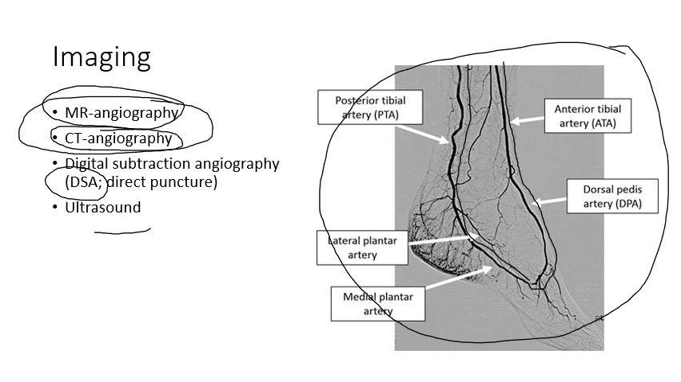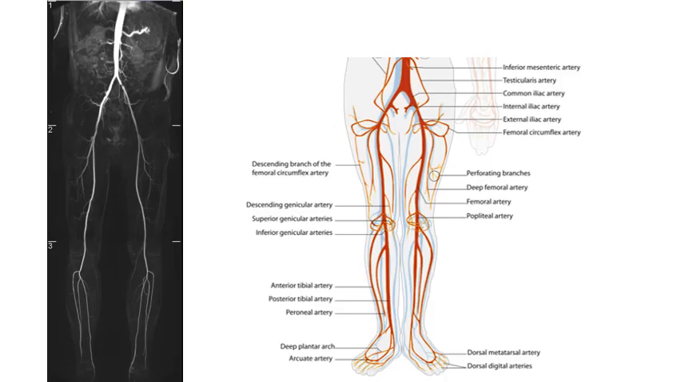And finally, we can use ultrasound. The problem with ultrasound, although it's fast and it's cheap and it's more readily available, is that it's really hard to evaluate large areas. So it's really hard to evaluate from the abdominal aorta all the way down to the foot, because it takes some skill, and also it's time consuming, and not all hospitals have that ready on a short notice.